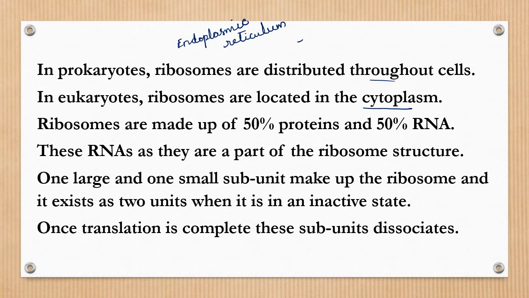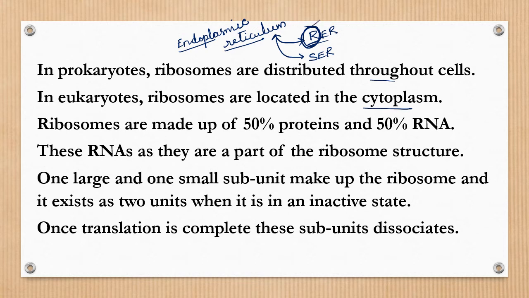Sometimes the ribosomes are attached to the endoplasmic reticulum. Such endoplasmic reticulum is called RER, rough endoplasmic reticulum. That roughness is due to the presence of ribosomes. So endoplasmic reticulum is of two types, RER and SER: rough endoplasmic reticulum and smooth endoplasmic reticulum. The roughness of the rough endoplasmic reticulum is due to the presence of ribosomes.